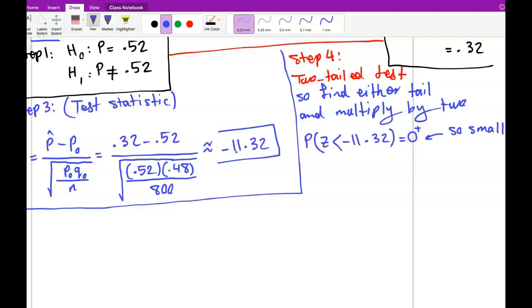Okay, so the p-value is close to 0. After multiplying by 2, same answer. So 2 times that is again the same answer. Okay, so that was step 4.